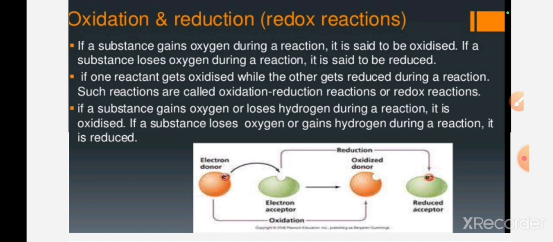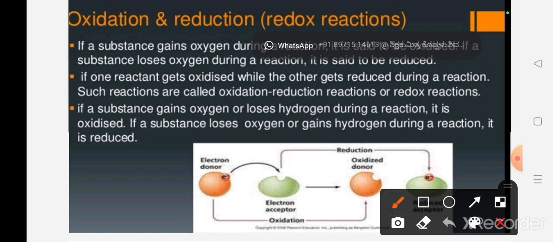If a substance gains oxygen during a reaction, it is said to be oxidized. If a substance loses oxygen during a reaction, it is said to be reduced. If one reactant gets oxidized while the other gets reduced during a reaction, such reactions are called oxidation reduction reactions or redox reactions. If a substance gains oxygen and loses hydrogen during a reaction, it is oxidized. If a substance loses oxygen and gains hydrogen during a reaction, it is reduced.